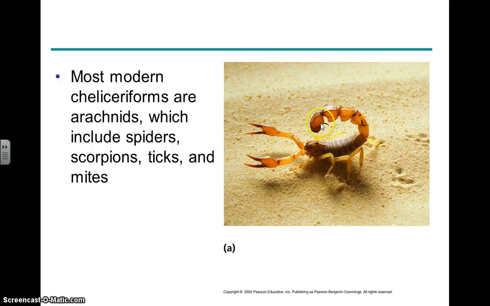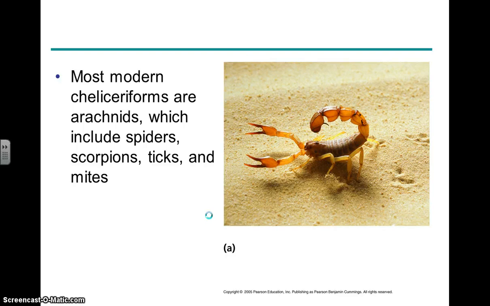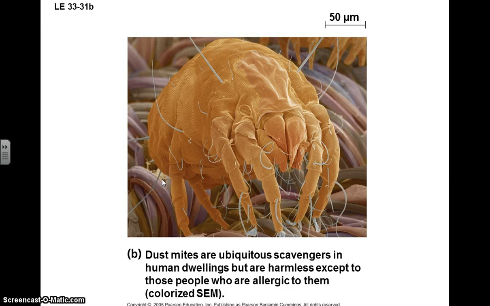Here we see the scorpion, again nice segmentation in their body, specialized appendages for grabbing onto things, a stinging cell back here. That includes the ones that have 8 legs: spiders, scorpions, ticks, and mites. And here's a mite, these small things that can live on other organisms.